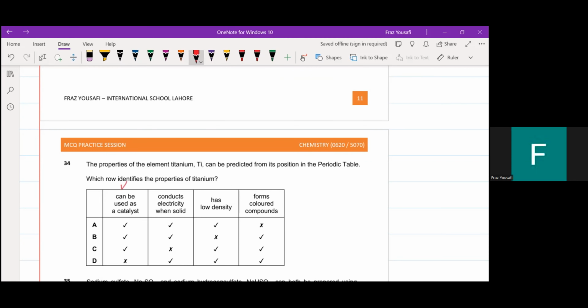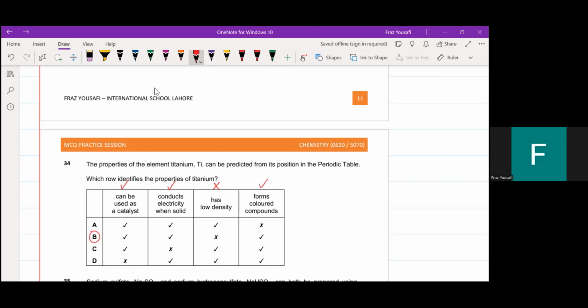So can it be used as a catalyst? Yeah. Can it conduct electricity when solid? All metals can. Does that necessarily have to do with its position? All right, we're going to go ahead and mark it with a tick, because that's not what the question worded it out at. As low density, that's absolutely incorrect. Form colored compounds, that is correct. So we should be picking B.